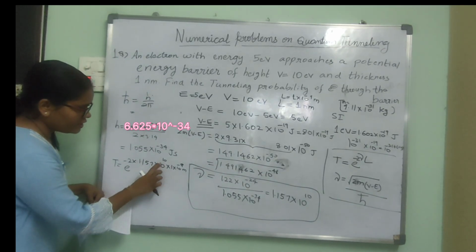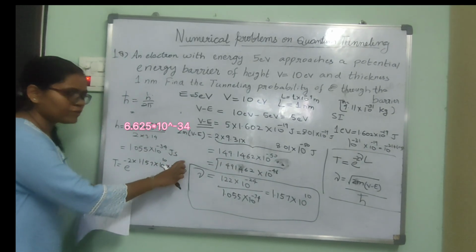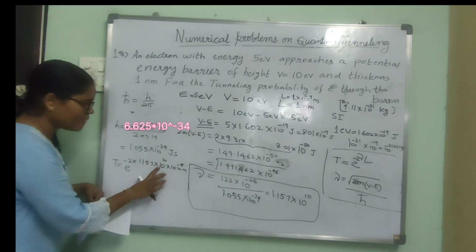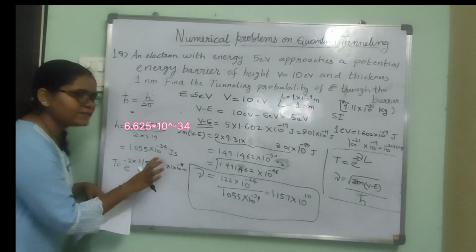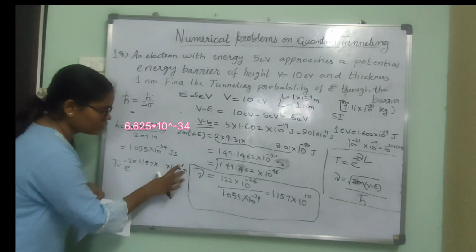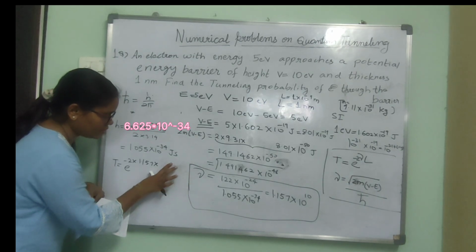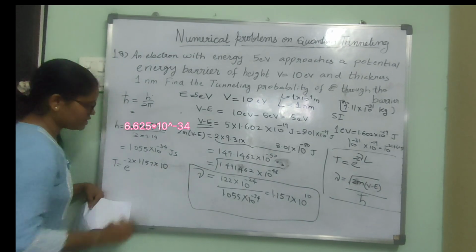So this would give me 10 power 10 into 10 power minus 9, which would be 10 power 10 minus 9, which would be 10 power 1. So it is going to be 10. Okay, it is just going to be 10.